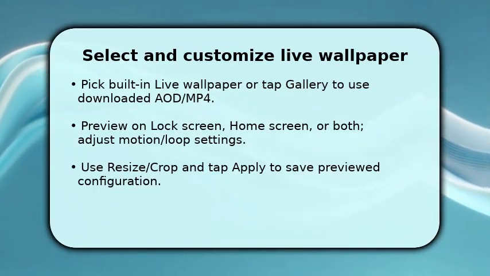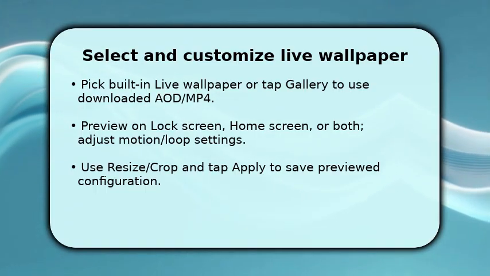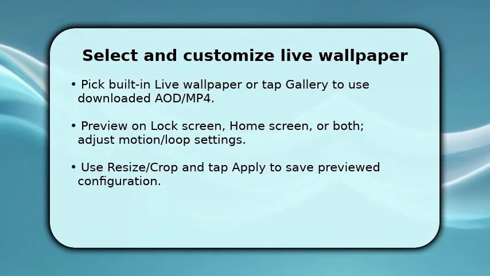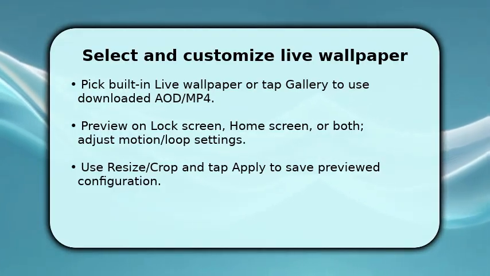Use crop and resize to frame the action, then check motion settings like loop or play once. These affect battery use and responsiveness. Once satisfied, tap Apply and select whether it's for home, lock, or both.